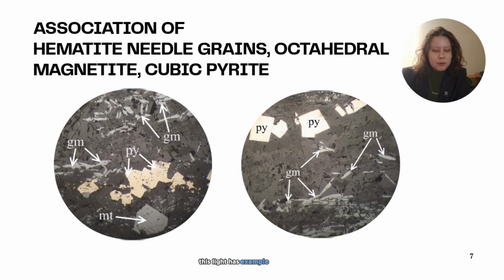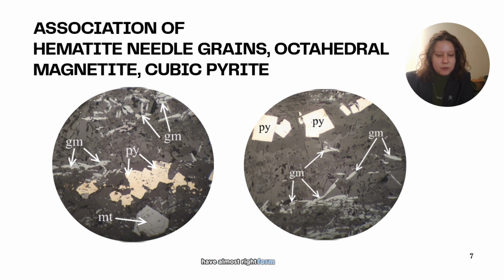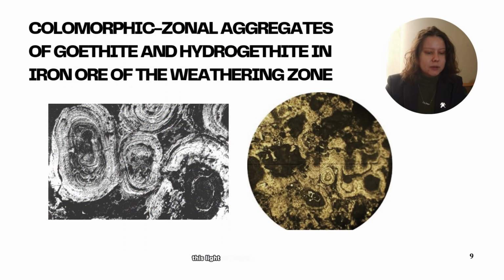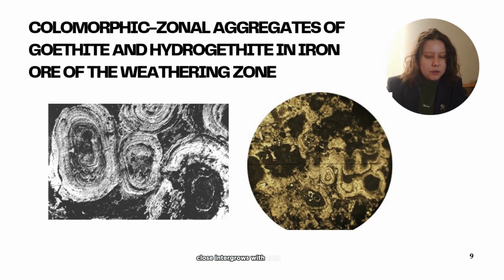This slide has an example of minerals with almost regular forms. Needle grains are hematite, light blue mineral, octahedral gray magnetite and cubic pyrite. The dark gray containing material is quartz. This is an example of pure iron ore, and you can clearly see a metacrystal of magnetite and idiomorphic needle-like grains of mica. This slide contains a great example of colomorphic zonal aggregates of goethite and hydrogoethite in iron ore weathering zone. Close intergrowth with non-metallic minerals.